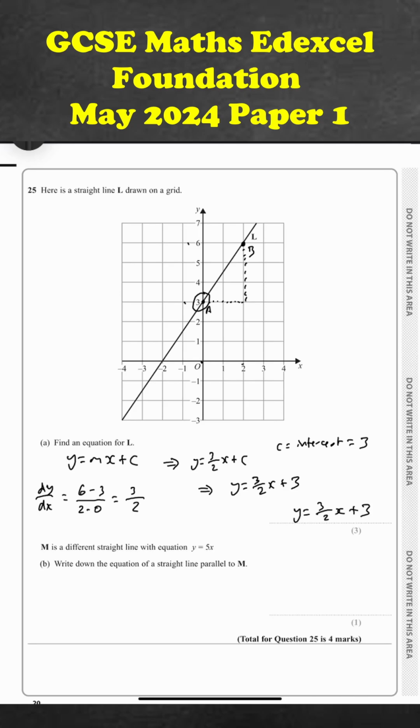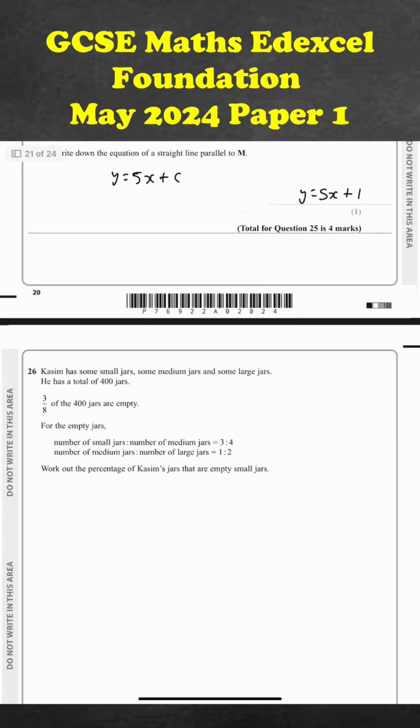M is a different straight line with equation y equals 5x. Write down the equation of a straight line parallel to M. If it's parallel, the gradient's going to be the same, so it's going to be an equation of y equals 5x plus something. Let's just go with y equals 5x plus 1, for example. And we are done there.